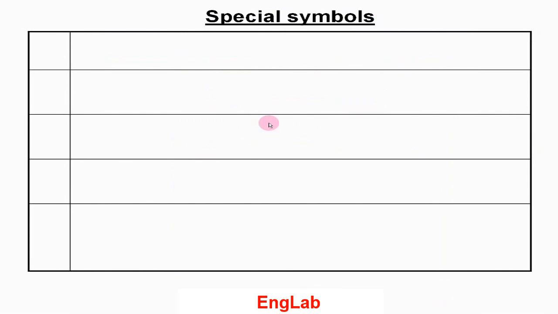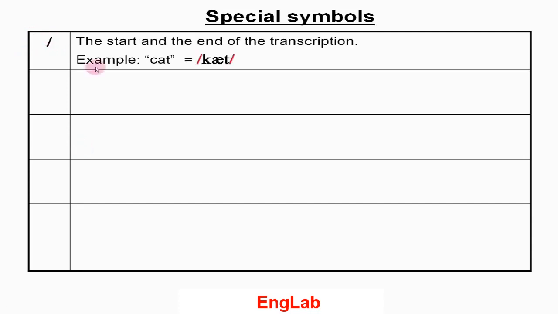Now let's start with the IPA symbols. First of all, there are some special symbols. This one is the start and the end of the transcription. For example, if we have the word cat, then we show the start and the end of the transcription with this slash symbol.